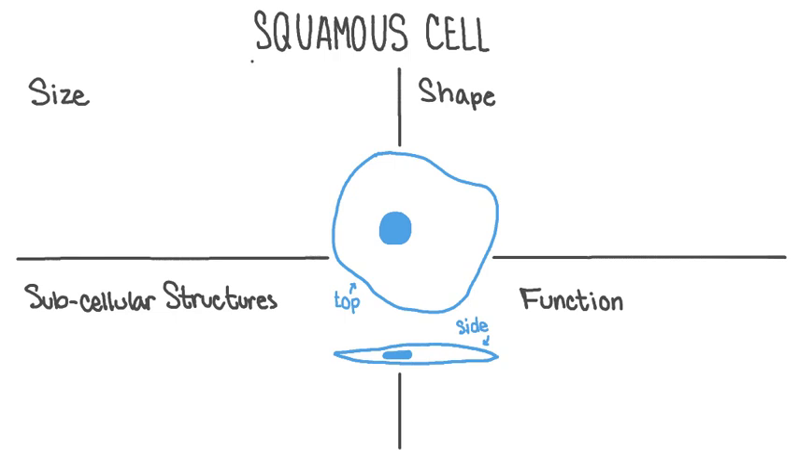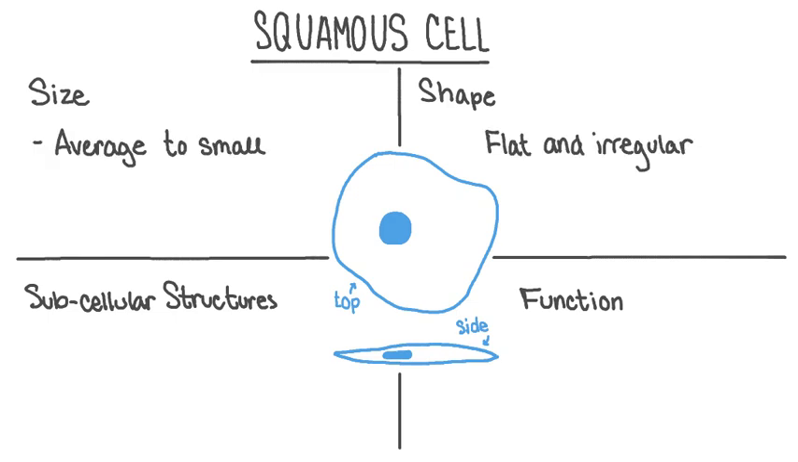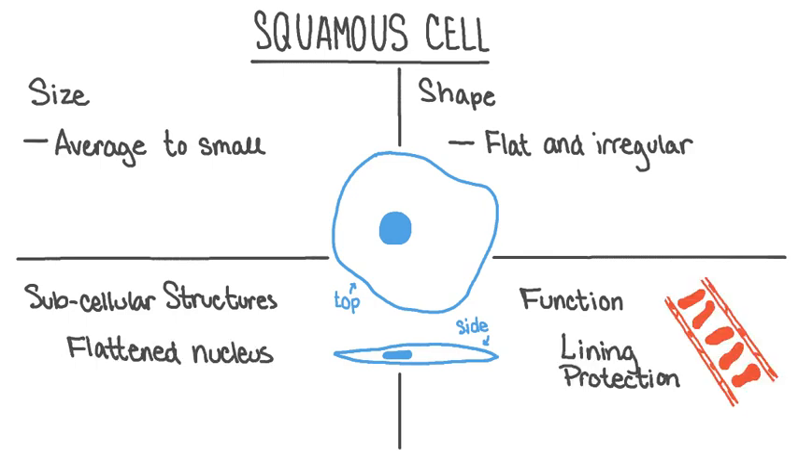Next, we have a type of epithelial cell called a squamous cell. Compared to the other cells of your body, they've got a small to average size, but squamous cells are specifically characterized by their flat, irregular shape. Because of their flattened shape, these cells also possess a flattened nucleus, and you can find them stacked in layers, lining and protecting many of the surfaces inside and outside of your body, including the outer layer of your skin and the inside of your mouth.